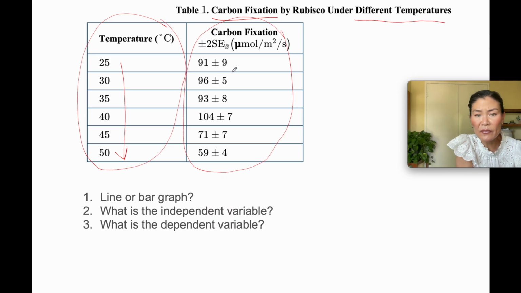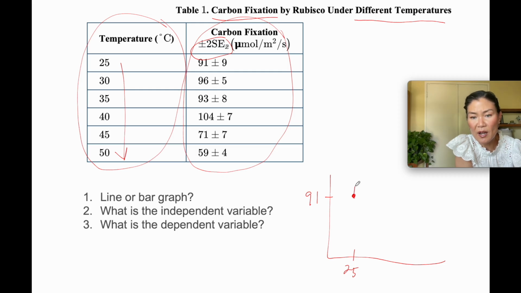And in a line graph, you can include the plus or minus 2 SEM, the 2 standard error of the mean. Okay, if this is going to be a line graph, let's just say that this point is going to be 25 degrees, and then let's say that this is 91. Okay, so that's where this point is going to be, plus or minus 9. Okay, so you're going to go up 9, and then you're going to go down 9.